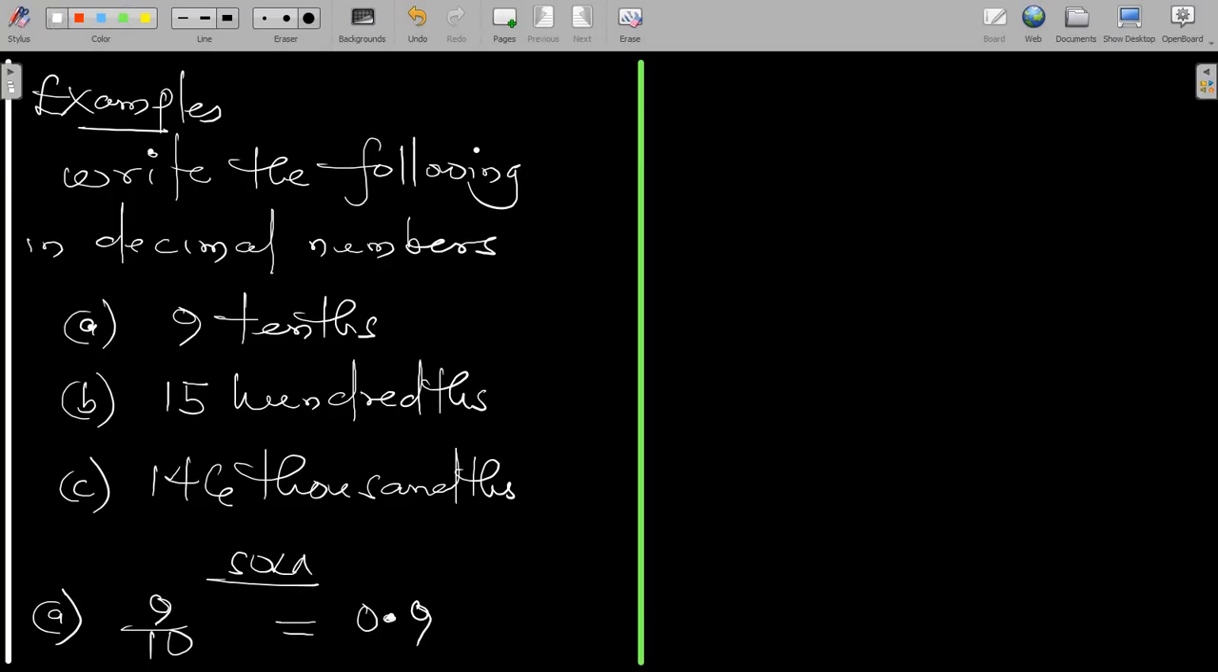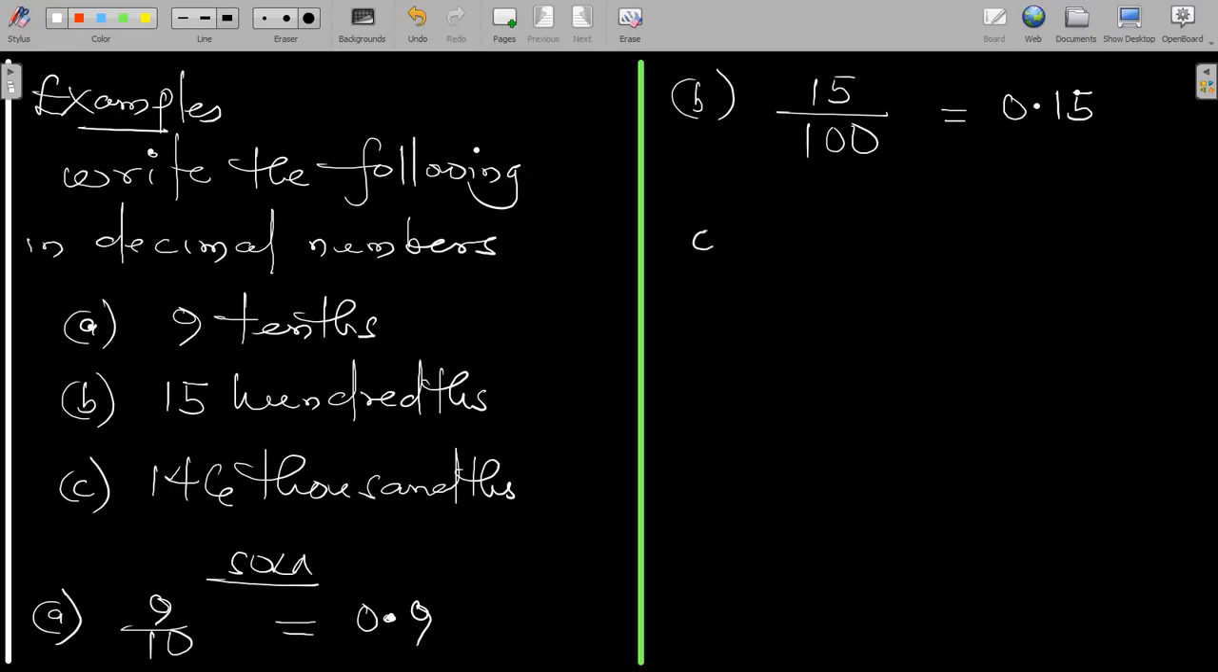So the number 2 question, which is the B, we have 15 hundredths. So it means 15 divided by 100. As you can see, we have two zeros here. So we are going to roll the decimal point twice from here. 1, 2. So the decimal point will be in front of this one. So we have it to be 0.15.